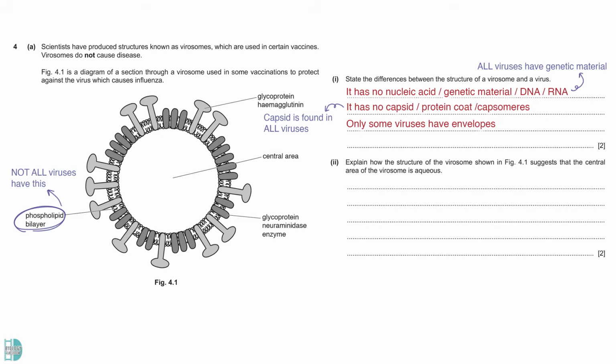Question 2. Explain how the structure of the virosome suggests that the central area of the virosome is aqueous. In the picture, you can see the hydrophilic heads of the phospholipids are pointing inwards to the center of the virosomes.